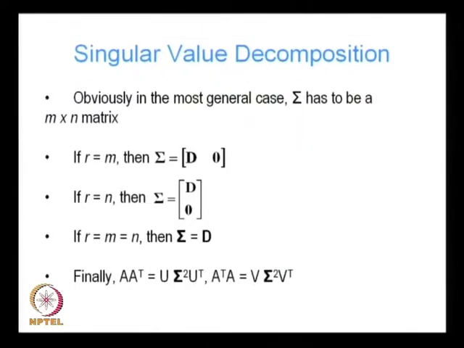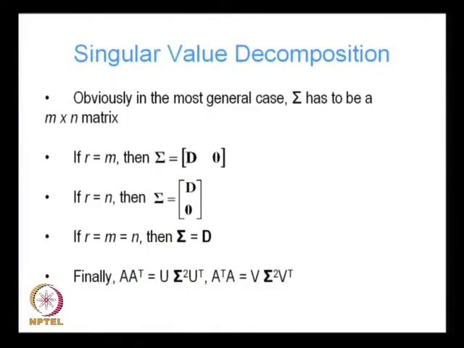In the most general case, sigma has to be an m by n matrix. However, if the rank of the matrix is equal to m, that is, the rank is equal to the number of rows in the matrix, then sigma is equal to [D 0]. However, if the rank of the matrix is equal to n, where n is the number of columns in my original matrix, then sigma is equal to D over 0, where D is now in the form of a column.